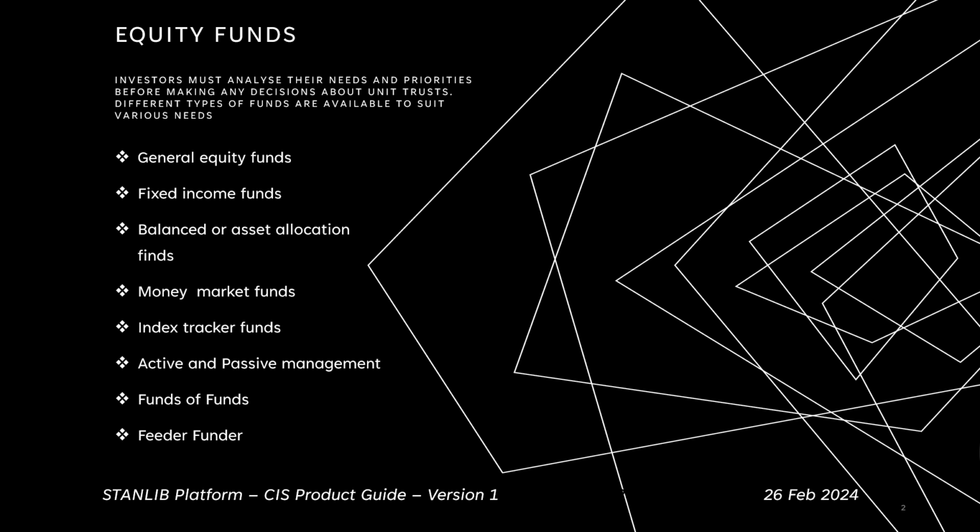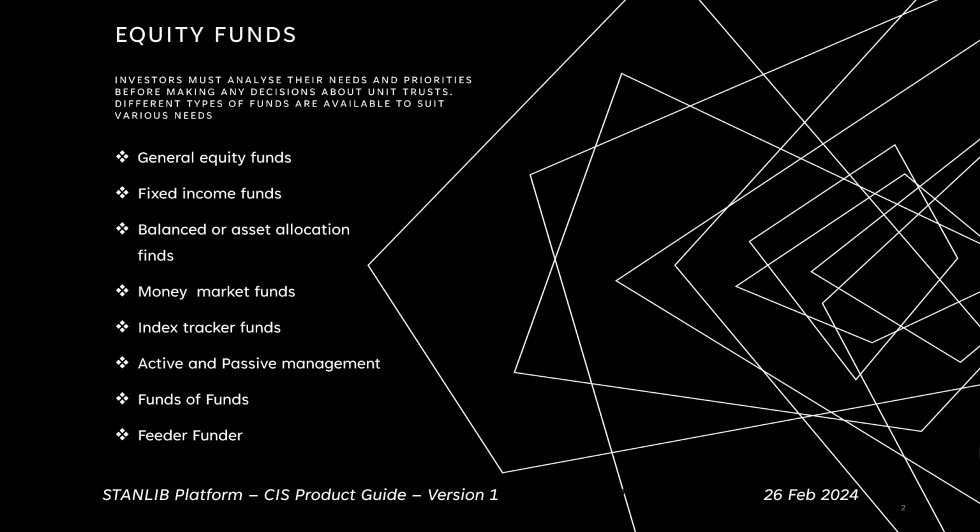Now, to get started, we need to discuss equity funds. Equity funds form part of unit trusts. Investors must analyze their needs and priorities before making any decisions about unit trusts. Different types of funds are available to suit the various needs. Now there are 8 forms of unit trusts, which I'm going to be covering today in this video. These are the 8 unit trusts.